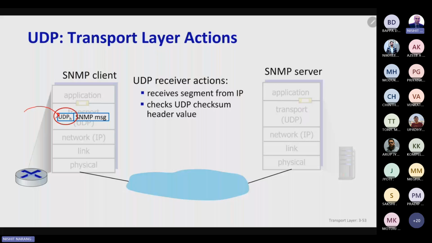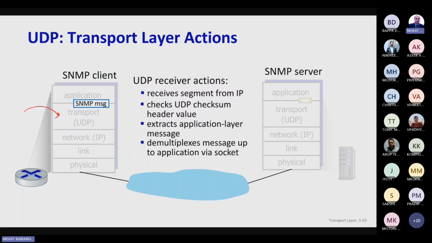But if the UDP checksum passes, which means there are no bit errors, then it extracts the application layer message from the segment, looks at the UDP header, and based on the UDP header field, determines what is the application to which this application layer message has to be delivered. That's the function of demultiplexing. So looking at the UDP header fields, it demultiplexes and sends this message to the right application via the socket interface.